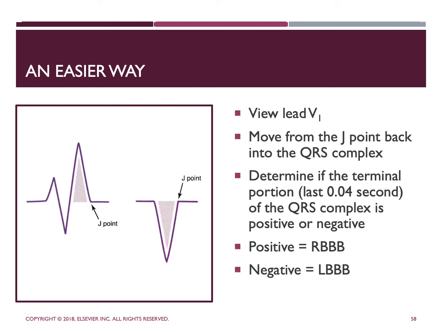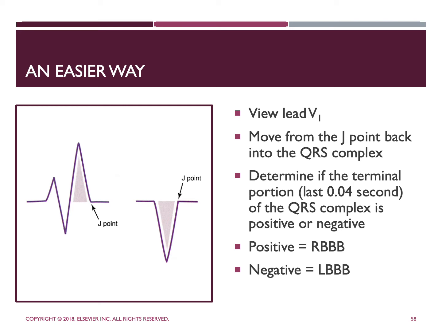So when we're determining the direction of the terminal force in lead V1, we're going to move from the J point into the QRS complex and determine whether the terminal portion, so basically the last 0.04 second of the QRS complex, is a positive, meaning upright, or a negative, meaning downward deflection.